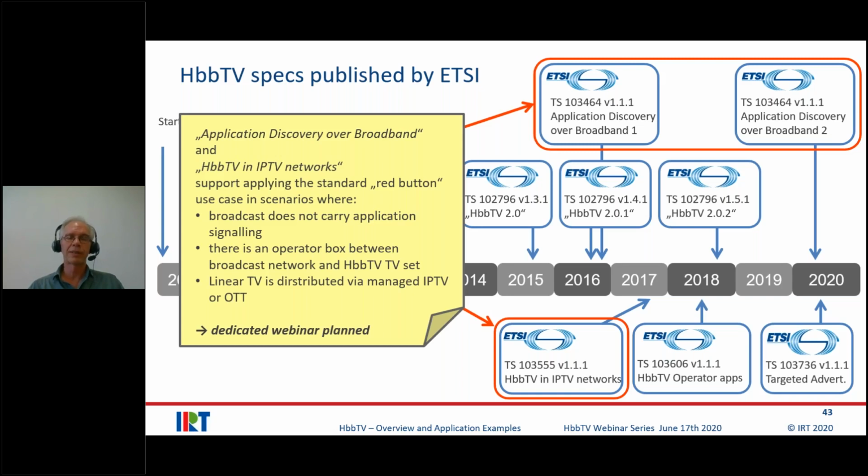This is when broadcast doesn't carry application signaling. There are reasons why this happens in the market, or there is an operator box in between the broadcast network and the HbbTV TV set, or linear television is distributed via managed IPTV or OTT. So there are a number of market segments leaving the real fully featured traditional broadcast, or being not fully supported in the broadcast. And these specifications depicted here are designed to make HbbTV applicable also in these domains of the market.